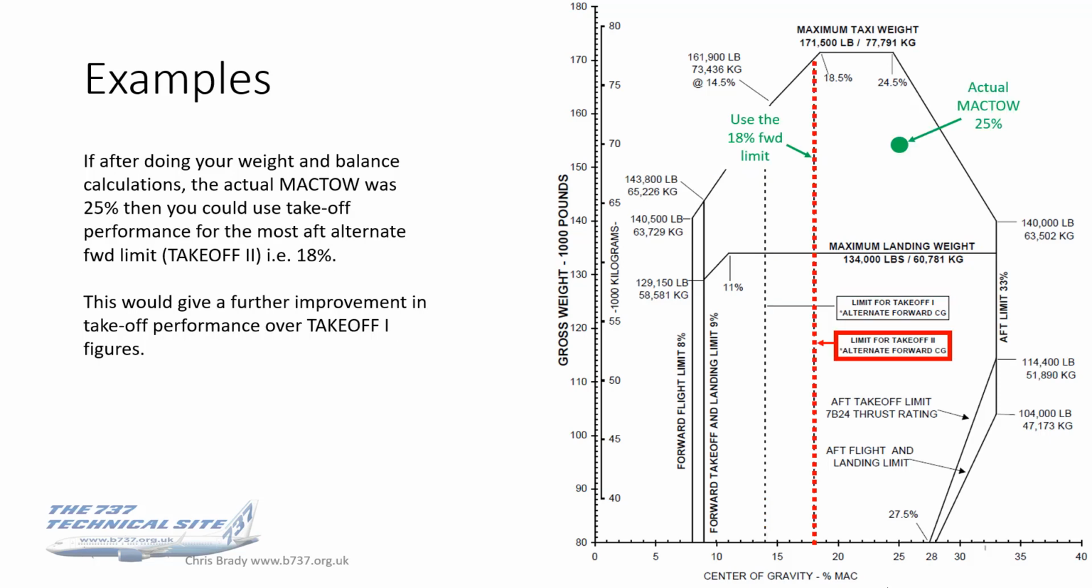And the final example in this case, obviously, if you're doing your weight and balance calculations, the actual MACTOW is say 25%, or in fact anywhere between 18 and 33%, you can use the takeoff performance for the most aft alternate forward limit, takeoff 2, which here is 18%. And that will give a further improvement in takeoff performance over the takeoff 1 figures. Don't worry, I will put some numbers on these later on, and it'll all become more clear.